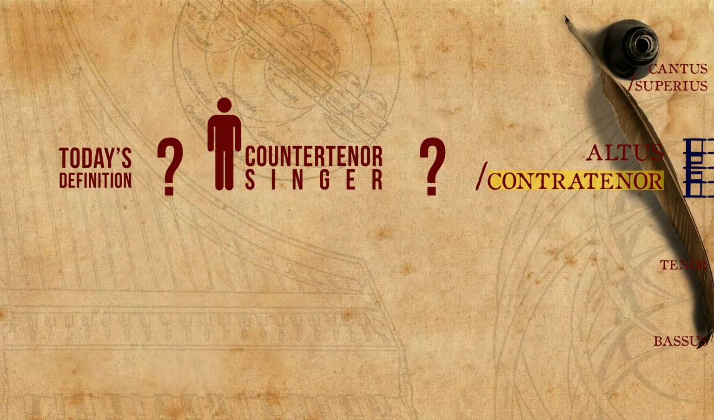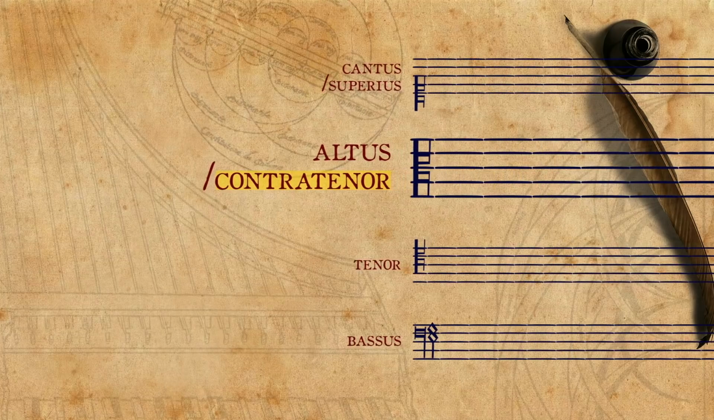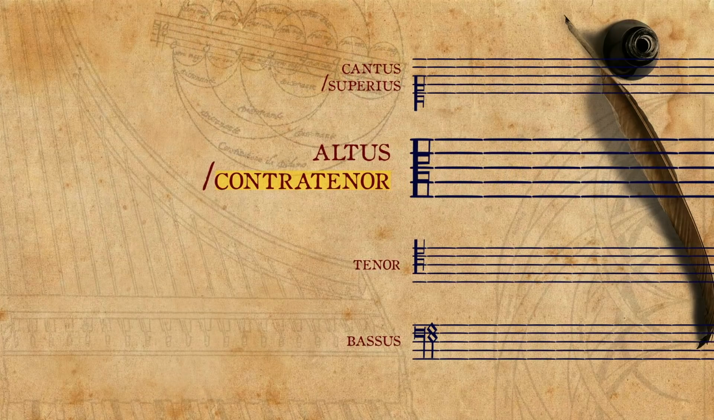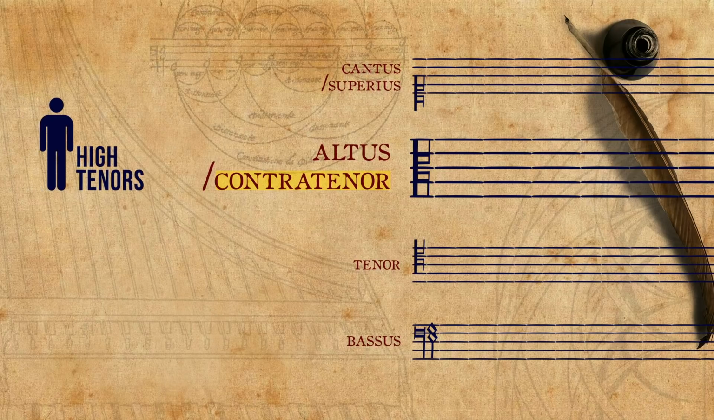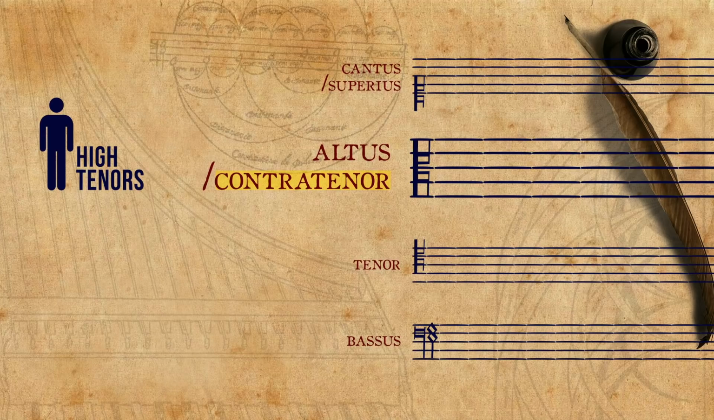There is in fact a lot of evidence suggesting that those who sang these altus or contratenor parts before the 18th century were often what we would now define as high tenors, male singers who mainly used their chest voice.